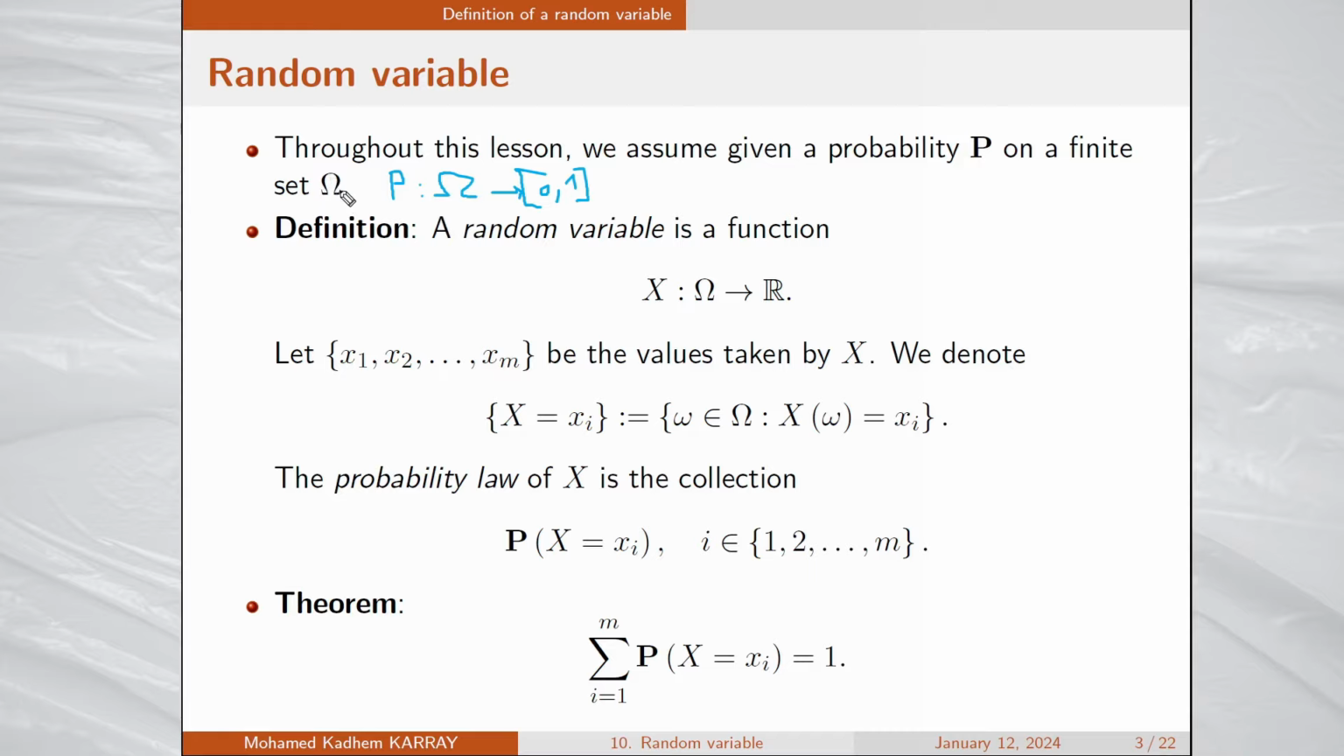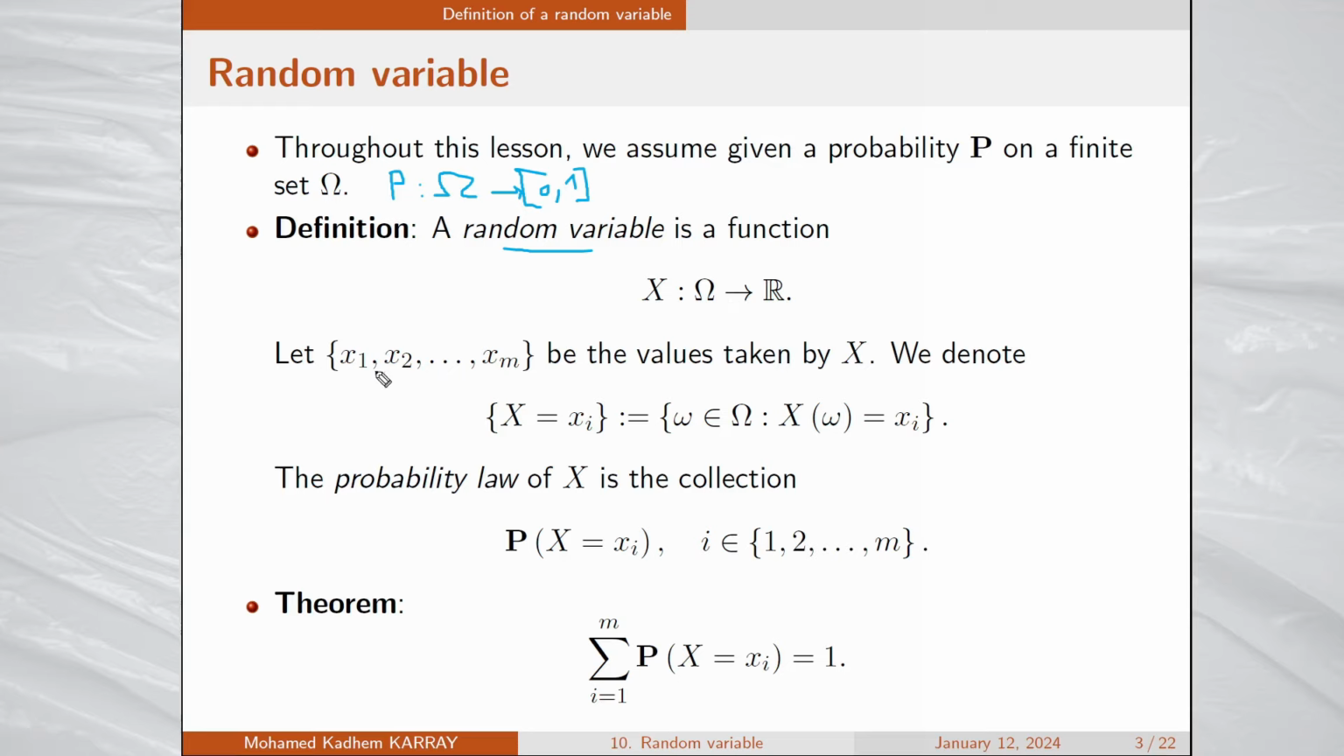Now, a random variable is a function which we denote capital X from omega to the set of real numbers. It is as simple as that. A random variable is a function from the universe to the set of real numbers.